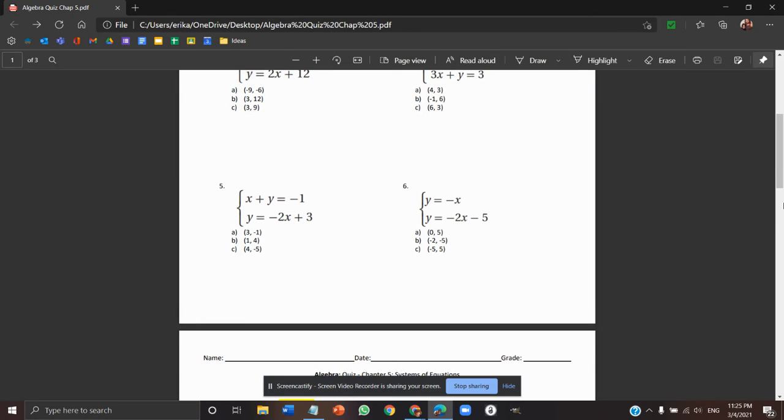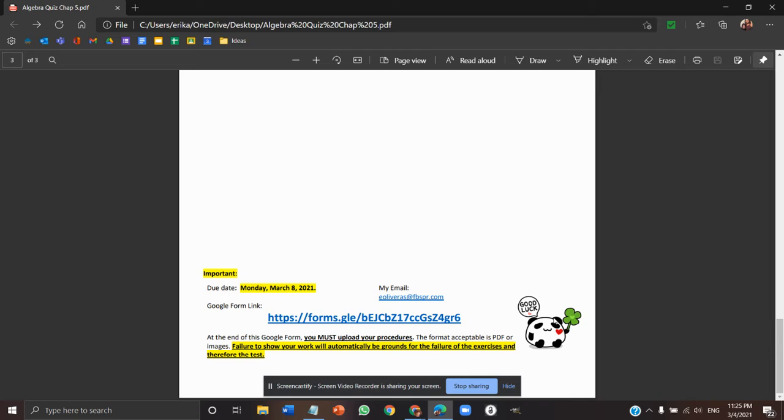You can put your answers there, and only your answers. At the end of that Google form, you can upload your PDF or pictures of your procedures. I must be able to read them, so please be as clear as possible. At the end of the Google form, you must upload those procedures. The acceptable format is PDF or any type of image. That means you can just use your cell phone, take a picture of your papers, and upload them right there.